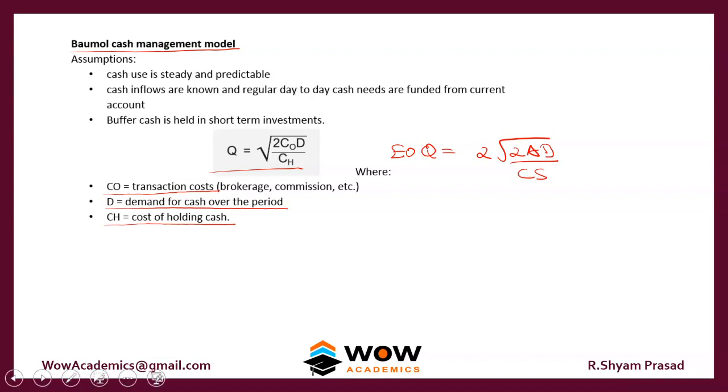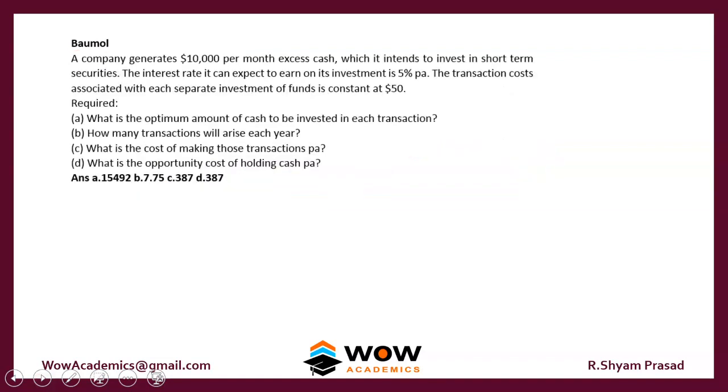So we'll try to solve this problem. So we have the question here. A company generates 10,000 per month excess cash, which it intends to invest in short-term securities. The interest rate it can expect to earn on its investment is 5%. The transaction cost associated with each separate investment is a constant 50. So we'll put it like this. He's asking what is the optimum cash to be raised in each transaction. So we'll take it as Q.